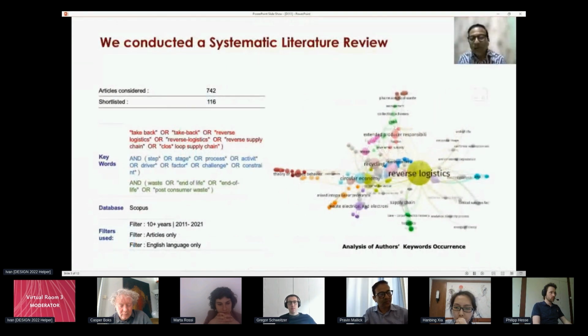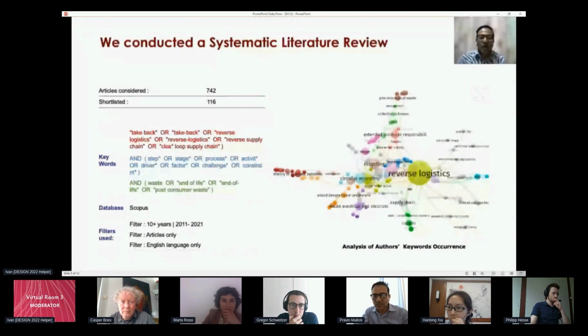As a first step, in order to avoid reinventing the wheel, we conducted a systematic literature review, going through journal papers published in the last 10 years in the subjects of take back, reverse logistics, closed loop supply chain, etc. These are all very related concepts. From 742 articles obtained in Scopus, we read through the abstracts to select 116 articles for detailed analysis.